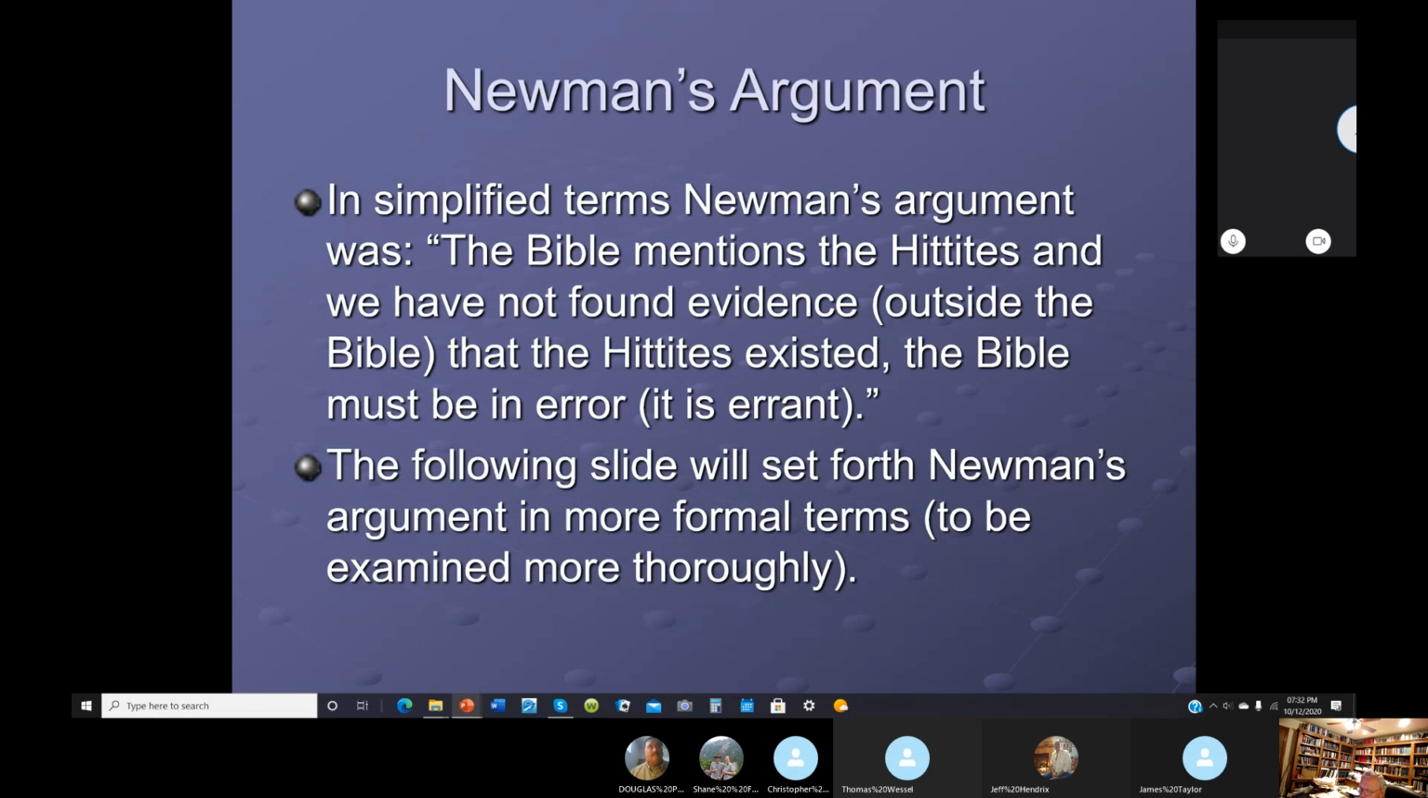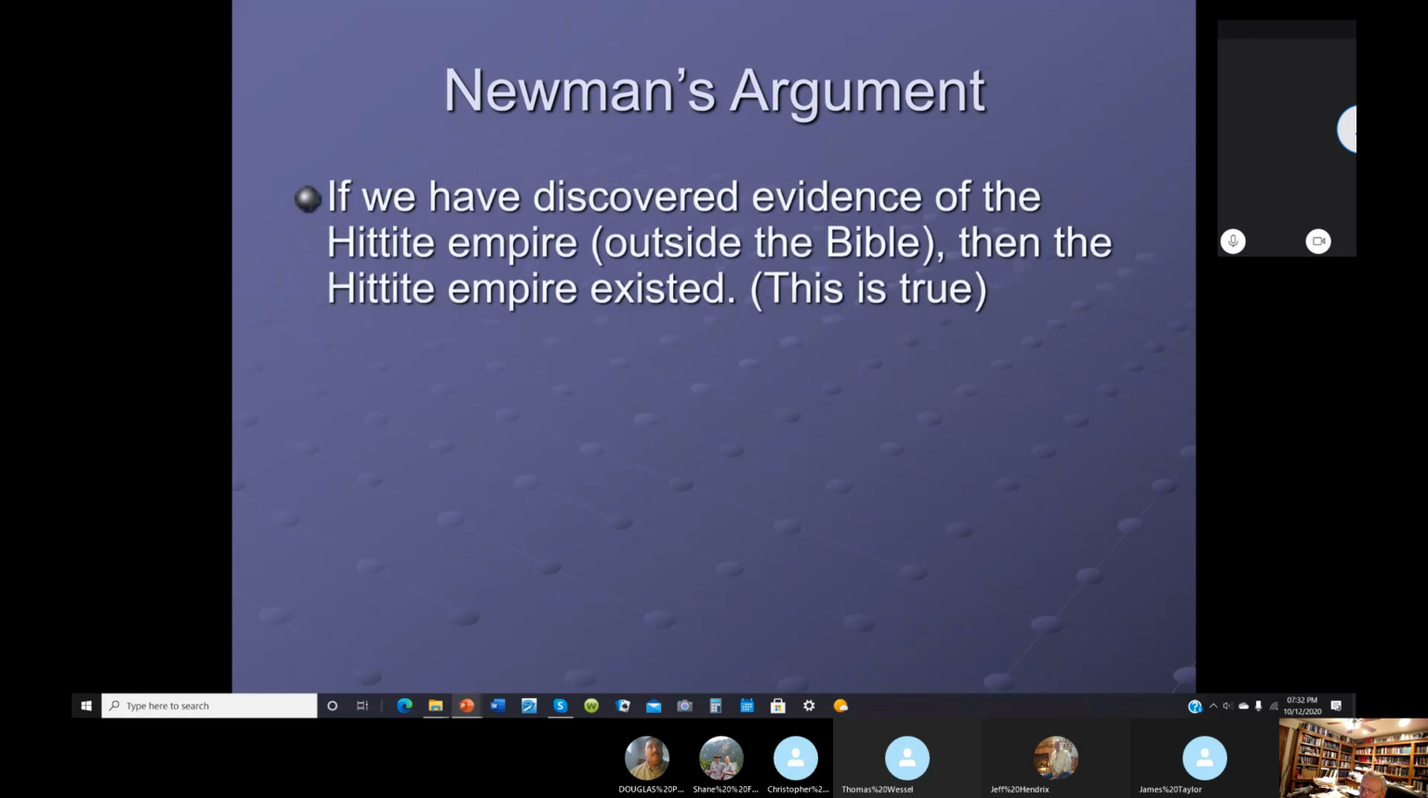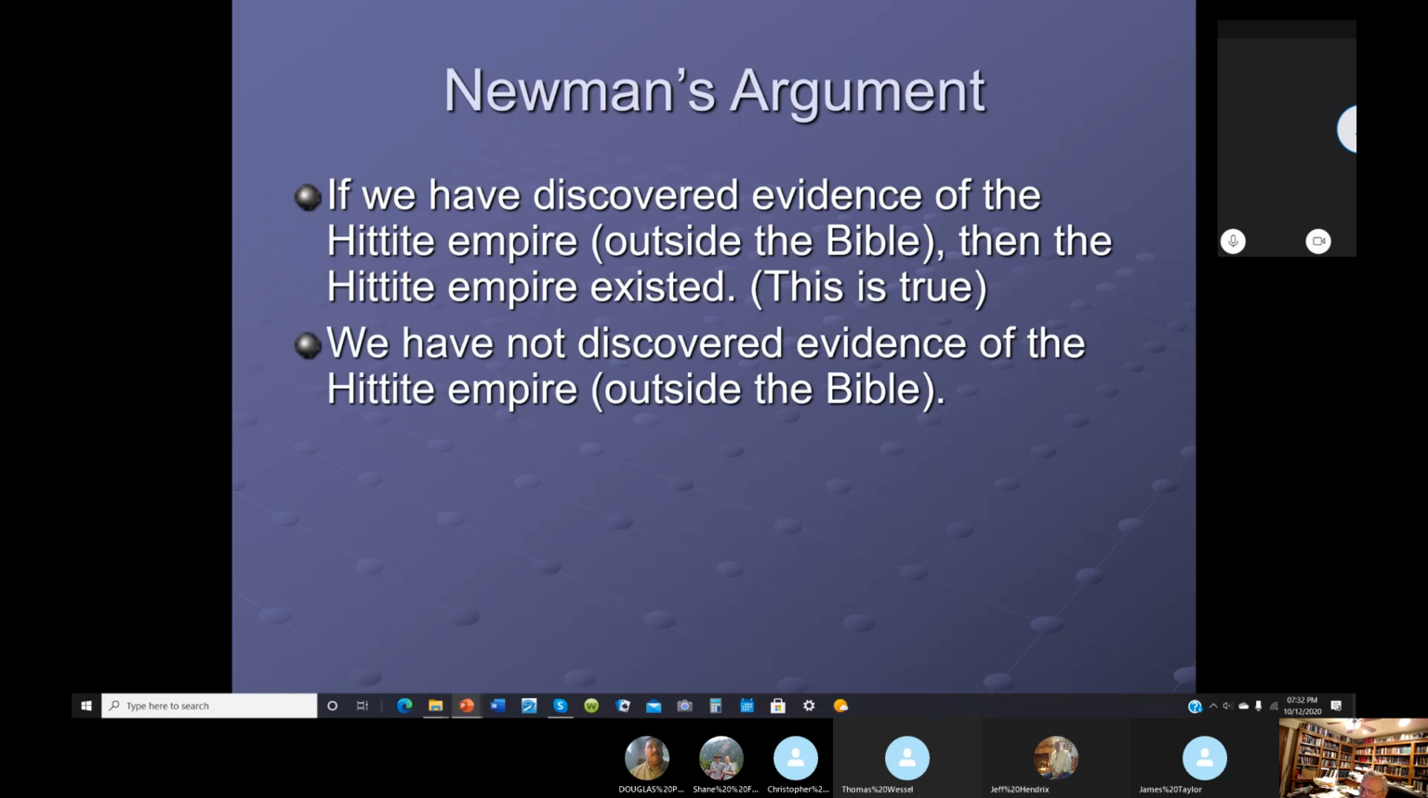Newman's argument in more formal terms is on the next slide here. If we have discovered evidence of the Hittite Empire outside the Bible, then the Hittite Empire existed. Well, this is true. Everyone, we have to agree with that. If you found evidence, then it did exist. That's certainly true. And he said at that time in 1853, we have not discovered evidence of the Hittite Empire outside the Bible.